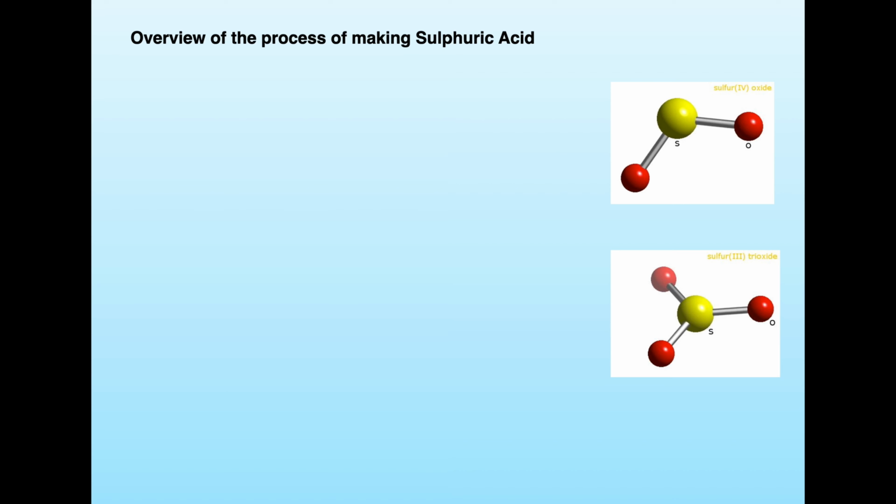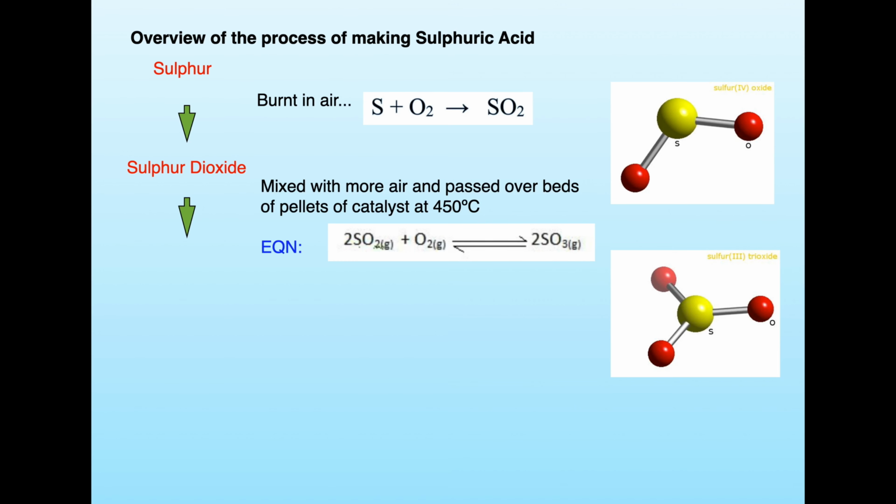Right, let's have a look at an overview of the whole process. So we're making sulfur dioxide, then sulfur trioxide, and converting that into sulfuric acid. We start with sulfur, we burn it in air to get sulfur dioxide. That sulfur dioxide is mixed with more air, passed over beds of catalyst, pellets of catalyst obviously, so you've got a good surface area, at 450 degrees C, and in this reversible reaction, you make sulfur trioxide. This is actually an exothermic process in the forward reaction, like the Haber process.